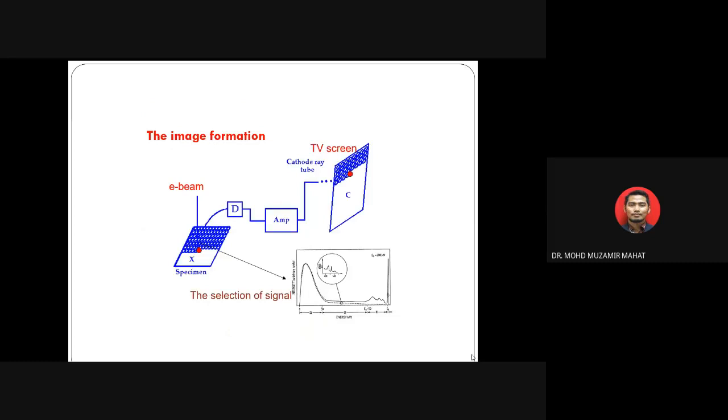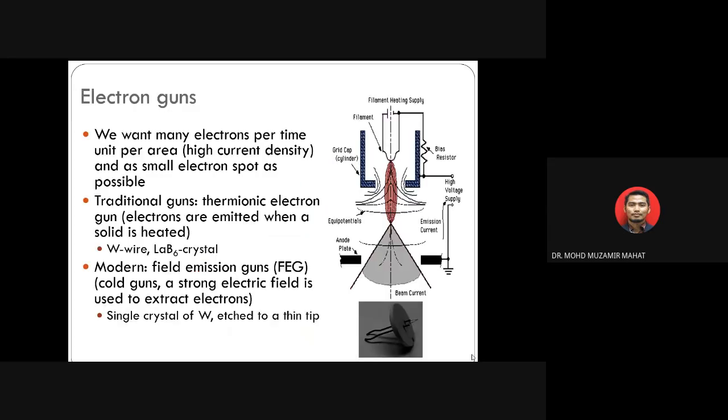And how is the image formed? We know that the electron beam hits the specimen and then it goes to the detector, and we have the amplifier. From the amplifier, all the data can be seen on screen by passing through the cathode ray tubes. It's forming the trend, etc. And some selection of signal can give information on the elemental composition by measuring the energy. So we can go one by one to see how this scanning electron microscope functions.